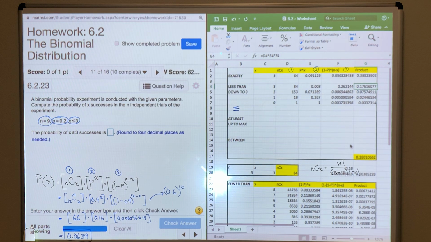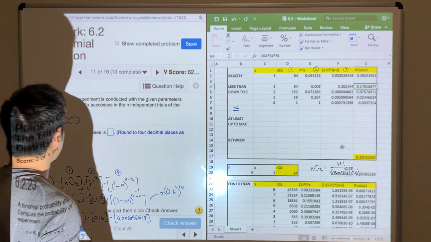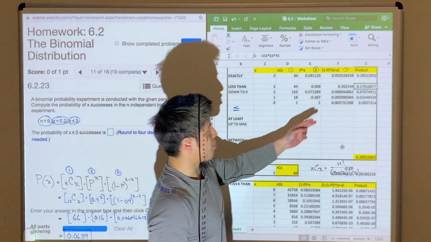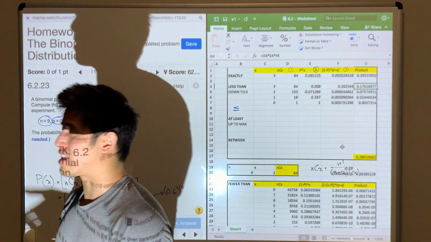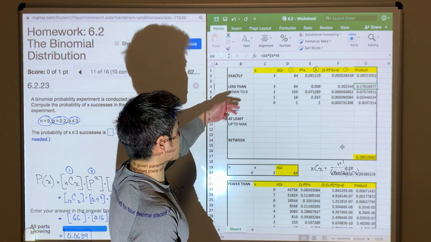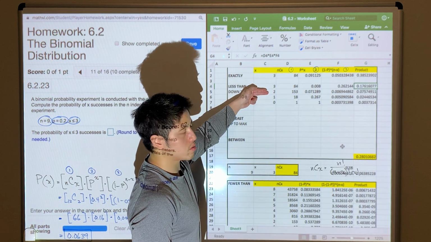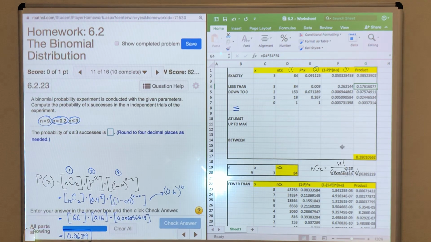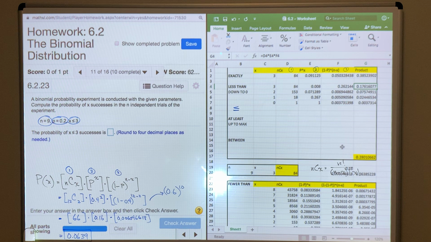If they were asking for exactly 3, if they wanted just x equals 3, exactly 3 successes, that would be my answer that I would submit. But that's not the case. They don't want that. They want less than or equal to 3. So now what we need to do is do the exact same thing for 2, 1, and 0. Now, let me show you finally why it is valuable and helpful to maybe do this via a spreadsheet.